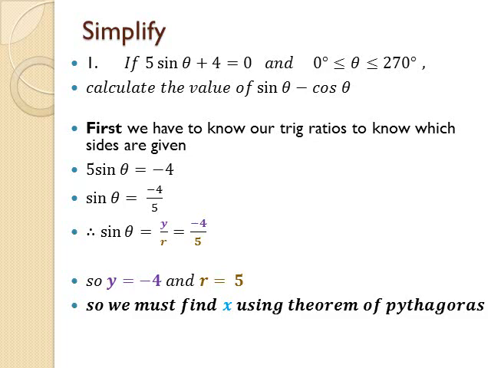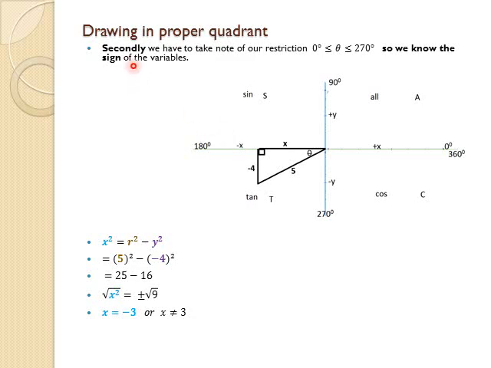Now our restrictions say theta is less than or equal to 270 and greater than or equal to 0 degrees. Now sine is negative. So 0 to 270: 0, 90, 180, 270. So we're working in 1, 2, 3 quadrants. In the first and second quadrants sine is positive. So the only quadrant where sine is negative is this quadrant. Remember, sine theta equals negative 4 over 5, so theta will always be closest to the origin. From there, my y value is negative 4 and my r value is 5.